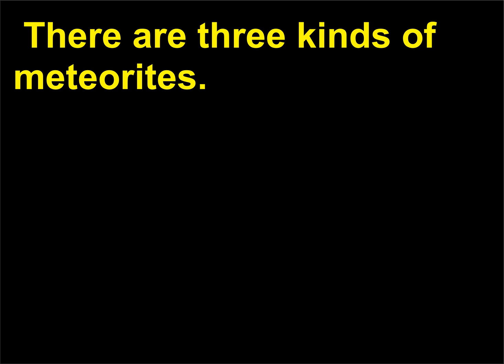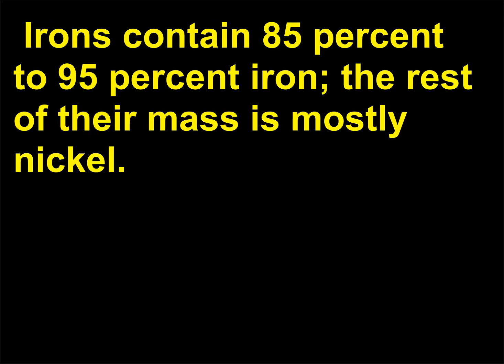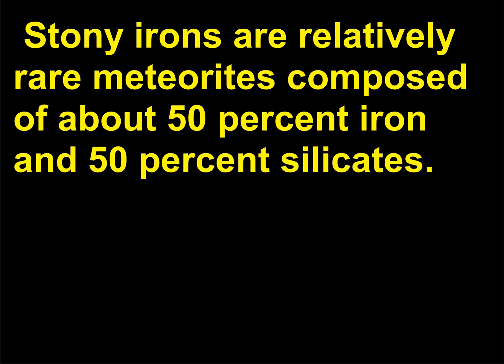There are three kinds of meteorites. Irons contain 85% to 95% iron, the rest of their mass is mostly nickel. Stony irons are relatively rare meteorites composed of about 50% iron and 50% silicates.